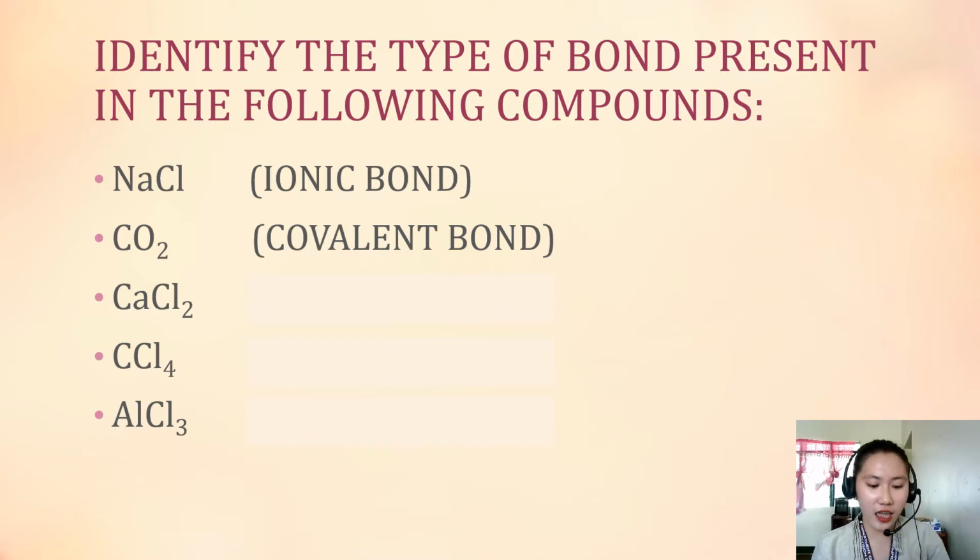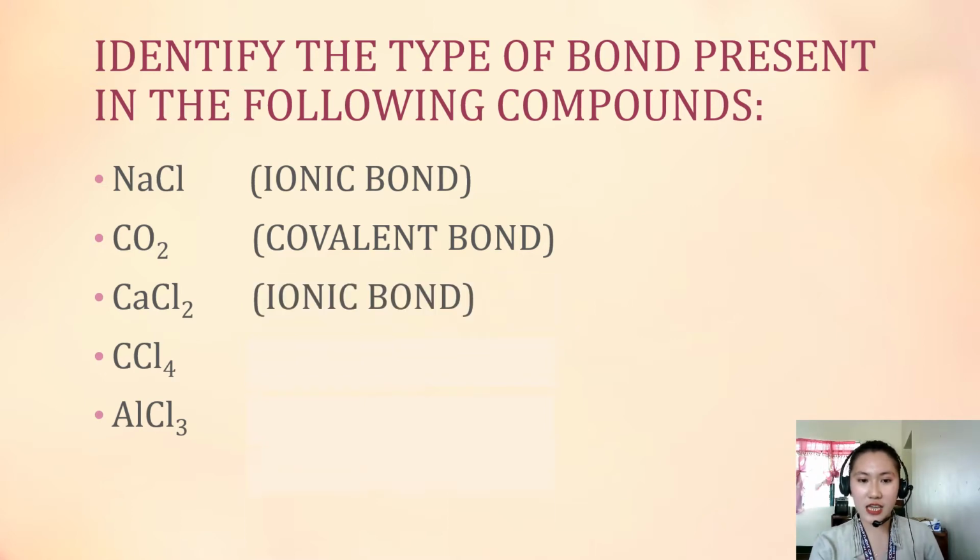Next is Ca. So si calcium ba ay metal or non-metal? Calcium. Calcium is an alkaline earth metal. So it means it is a metal. And Cl again, or chlorine, it is a halogen. So it is non-metal. So this CaCl2 is a combination of metals and non-metals. This means the type of bond is, very good, ionic bond. Okay?